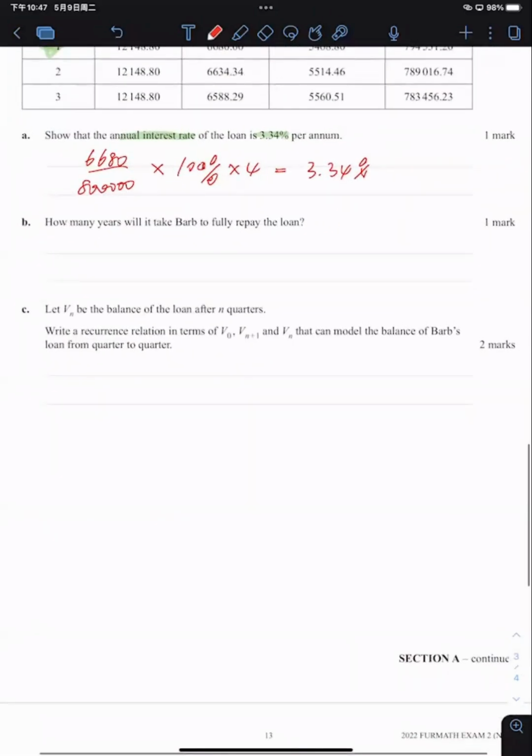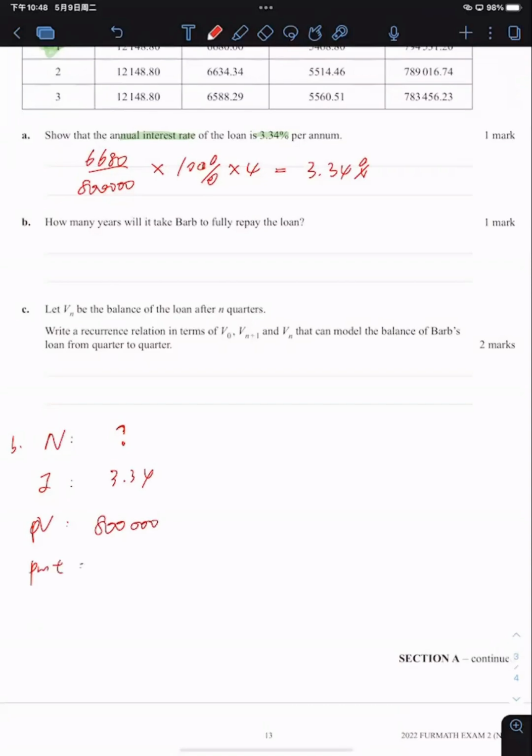How many years will it take Barb to fully repay the loan? Grab your calculator and open the financial solver, and then type in the information. First, N is what we're looking for, so we cannot put anything into it. The I, which is the annual interest rate, is already in percent, so we just type in 3.34. And for the present value, that is $800,000.